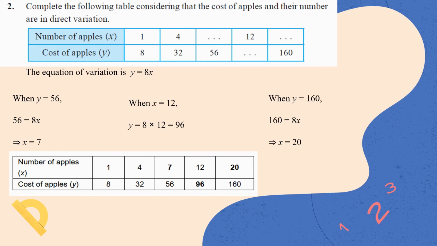Let us move on to the next sum. Practice set 7.1, question number 3. If m is in direct variation with n, and when m is 154, n is 7, we have to find the value of m when n is equal to 14. Let us start with the solution.